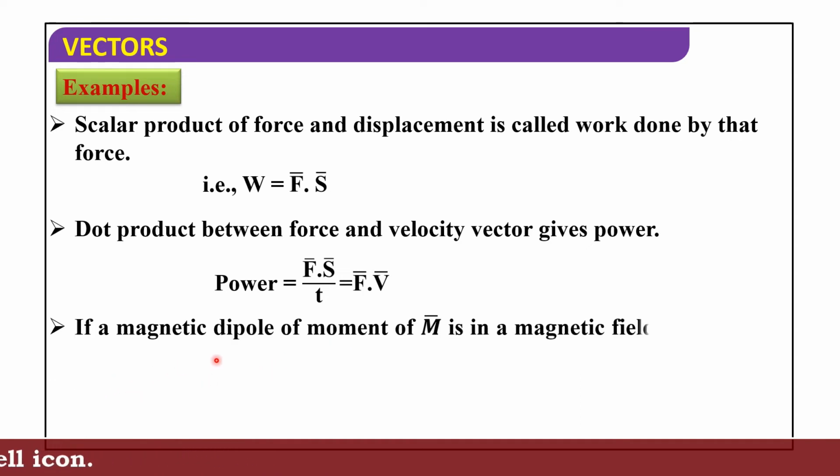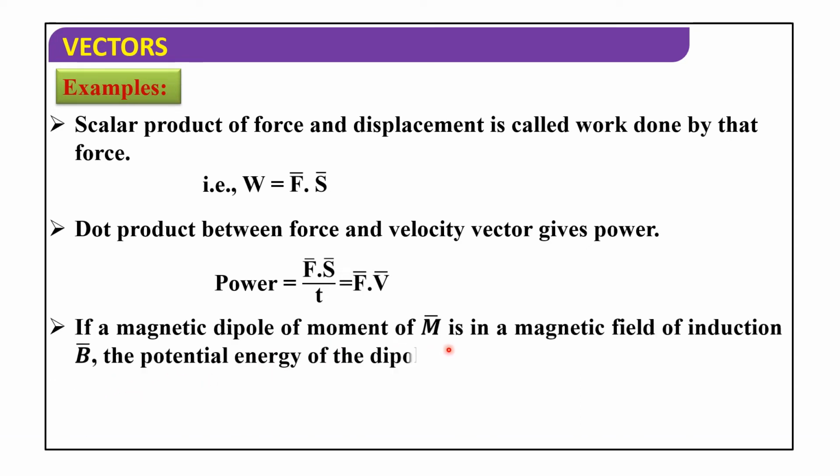If a magnetic dipole of moment M is in a magnetic field of induction B bar, the potential energy of the dipole is given by U_B equals minus M bar dot B bar.